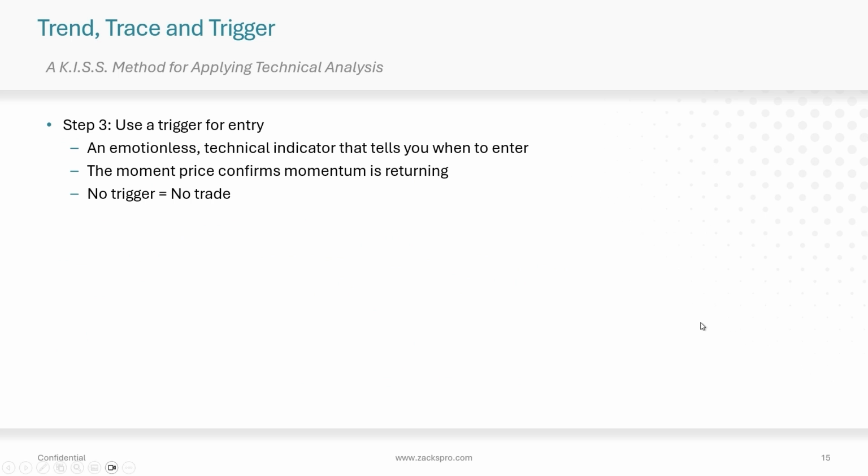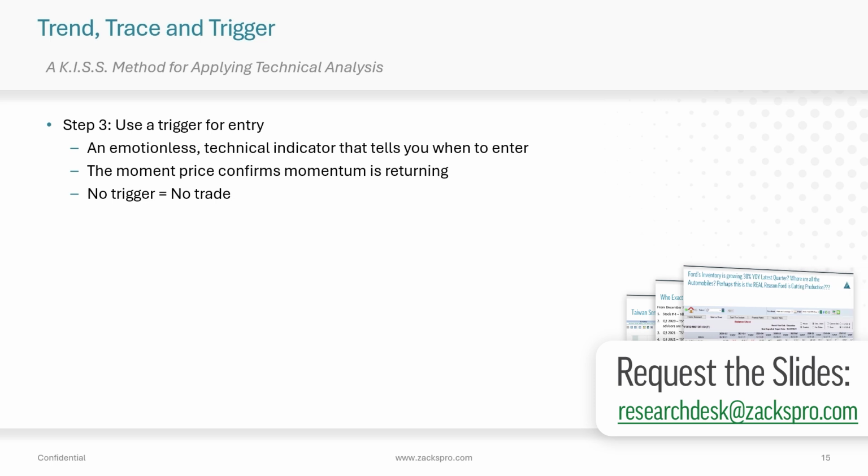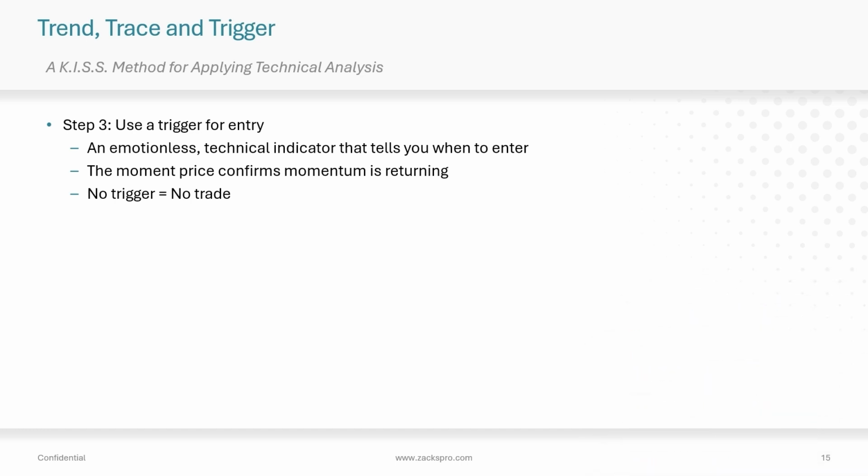All right, step 3 is use a trigger for entry. This is an emotionless technical indicator that tells you when it's time to enter. This way you don't have any ifs or wishy-washy, depending on how you woke up that morning, what side of the bed, are you going to be long, are you going to be no. We're going to take that out of the equation. It's all about that trigger. The moment that price confirms momentum is returning is essentially what you want to have out of your trigger. And if there is no trigger, then there is no trade.